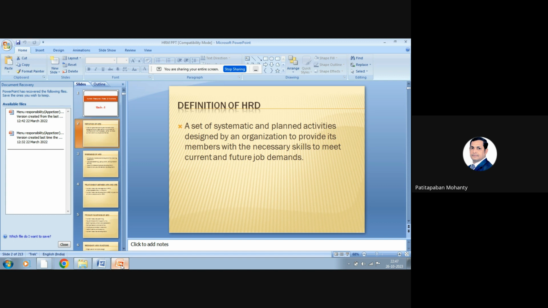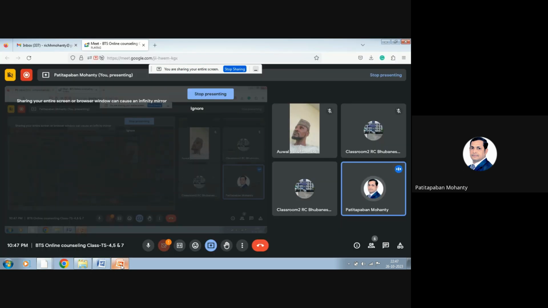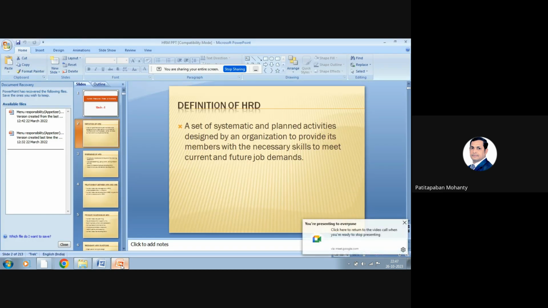So first of all, we need to find out the definition of human resource development or human resource planning. It is a set of systematic and planned activities designed by an organization to provide its members with the necessary skills to meet the current and future job demands. Did you get my point? We need to understand the definition of human resource management, HRM or HR, and human resource development or HRD.